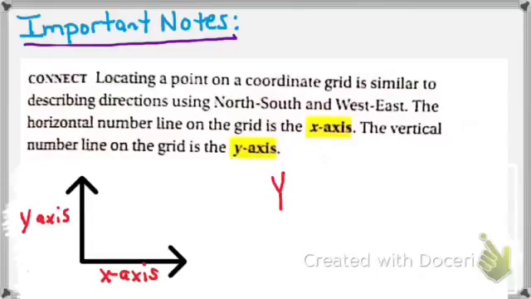I remember the y-axis by writing the capital letter Y, and in the capital letter Y there's a nice vertical line that goes up and down. I'm going to show an arrow on the bottom to show how it goes down, and that reminds me that my y-axis is the axis that goes up and down.